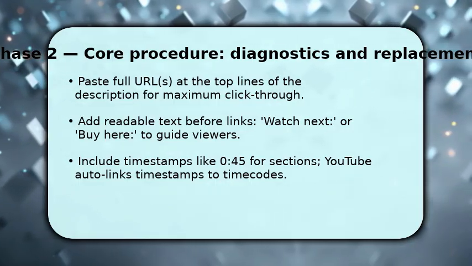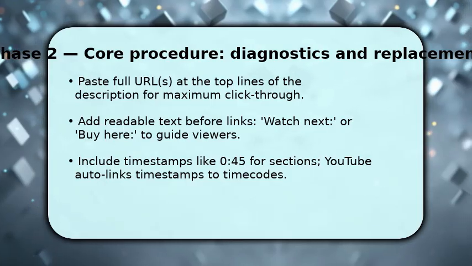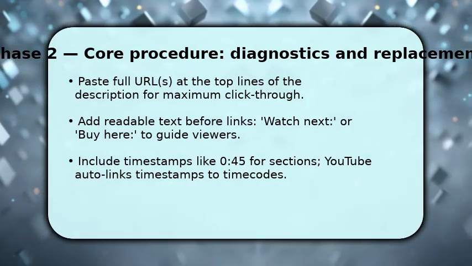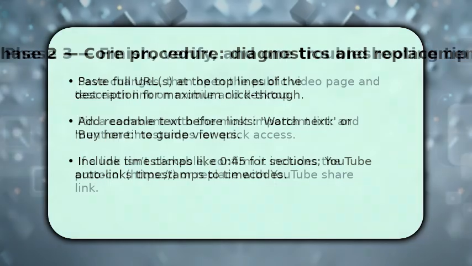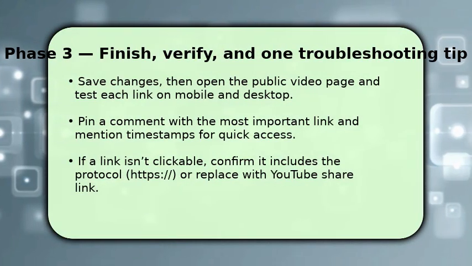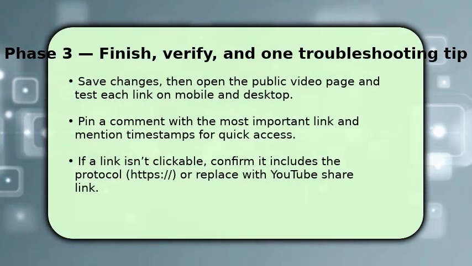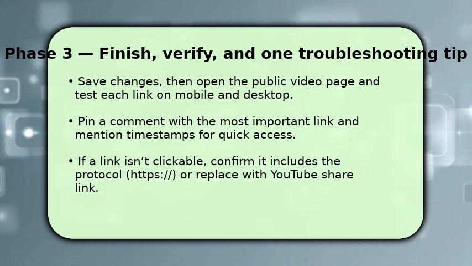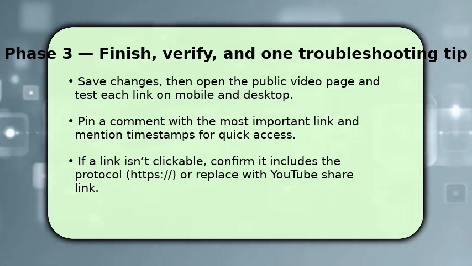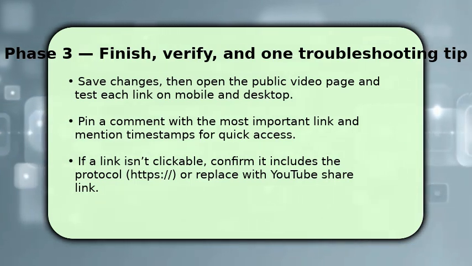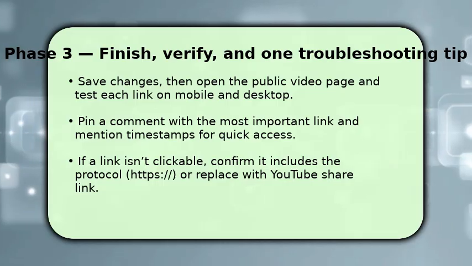Once done, scan for line breaks and spacing, because those affect how the links display on mobile versus desktop. Finish by saving your description and immediately testing on the public video page. Check links on both mobile and desktop. Pin a comment with the single most important link and mention timestamps to catch viewers who scroll comments first.